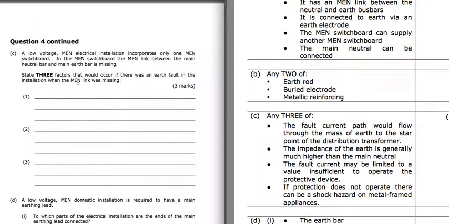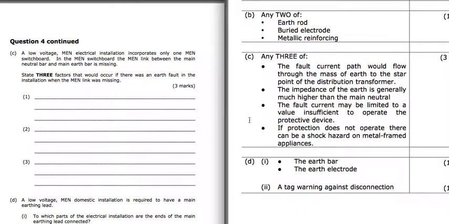Question 4. We've got an MEN switchboard. The MEN link between the main neutral bar and the earth bar is missing. State 3 factors that would occur if there was an earth fault in the installation when the MEN link was missing. So this is all about what the dangers are if we don't put that MEN link back in.